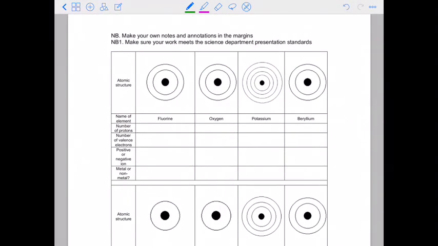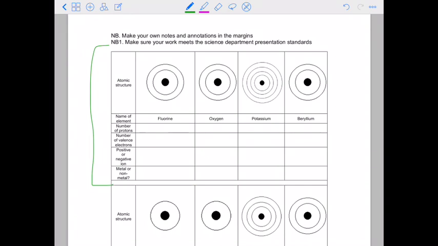So now I'd like you to give all of these 4 here a go. So we have fluorine, oxygen, potassium, and beryllium. Now, because I know not all of you have a periodic table in front of you, I will let you know the atomic number for each of these elements, and that should give you the number of protons, so you can put in the electrons as you need to.